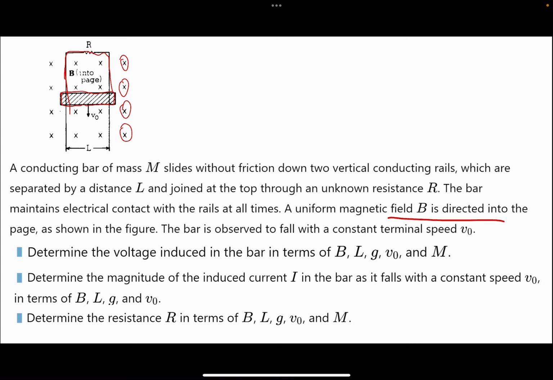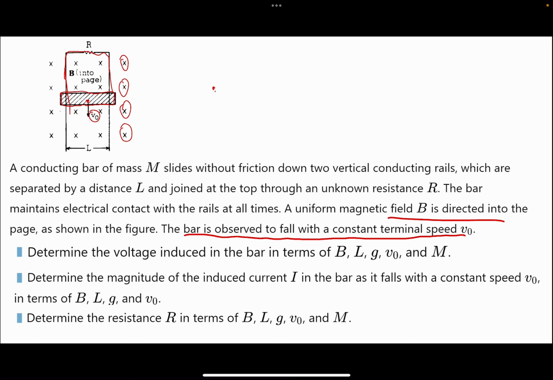And the important thing to note here is that the bar is observed to fall with a constant terminal speed V naught. And that is the speed here, right? So if you think about it, there must be forces that are balancing out, right? In order for us to have a constant speed, due to Newton's second law, the net force has to equal 0, right?